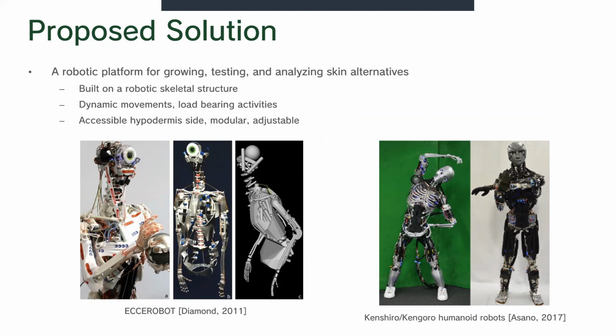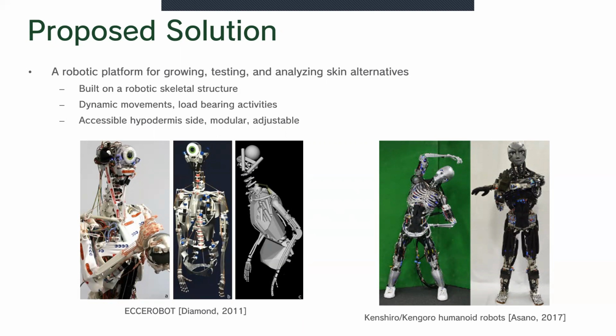The general concept is we take this robotic skeletal structure, you can see some examples in the bottom left and the bottom right, and build skin layers, the tissue layer, on top of it. So this will allow us to account for dynamic movements and load-bearing activities, as these robots have a full dynamic range of motion, and can also carry weights up to approximately 20 kilograms. If you look at the Kengoro picture at the bottom right, you can see that it well represents some of the movements that humans can do.